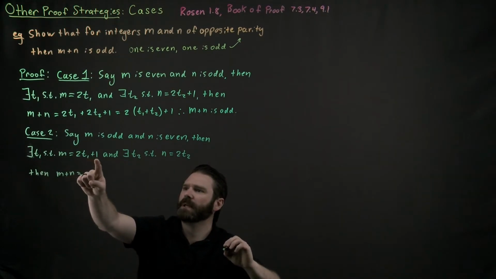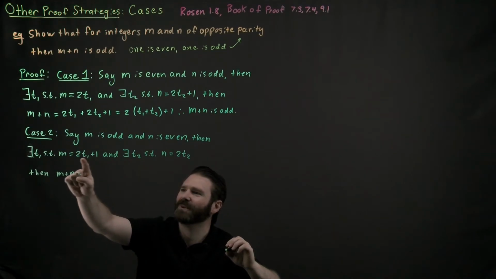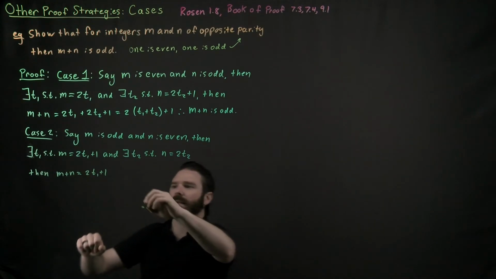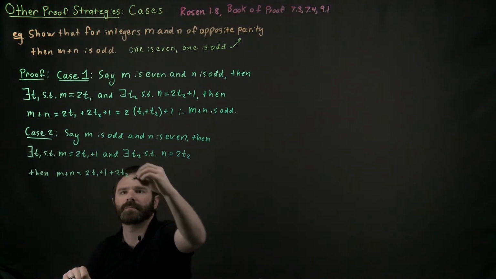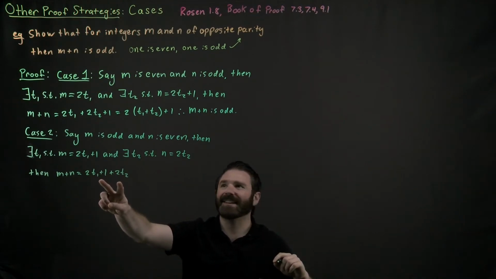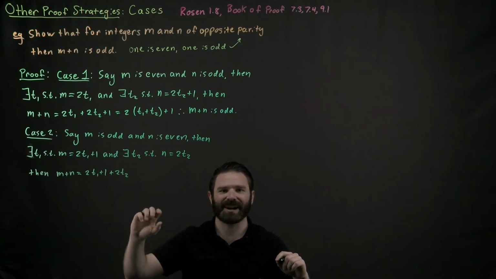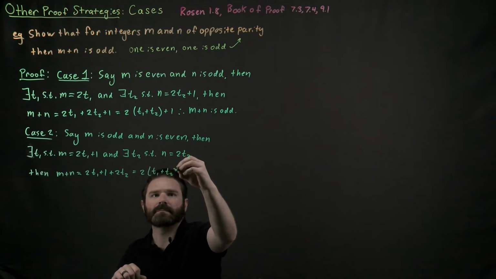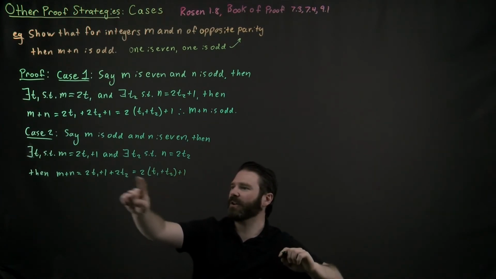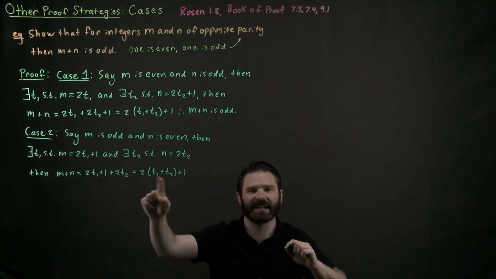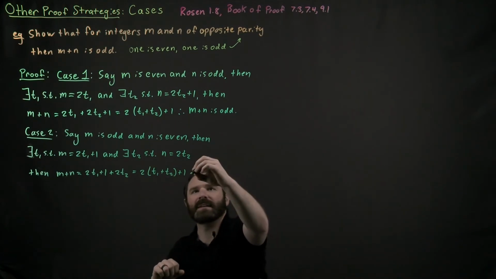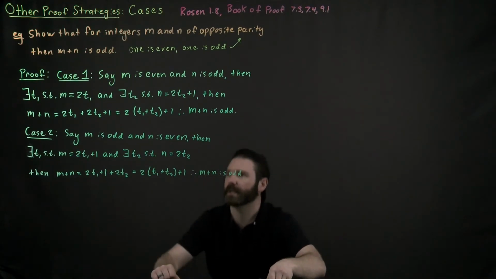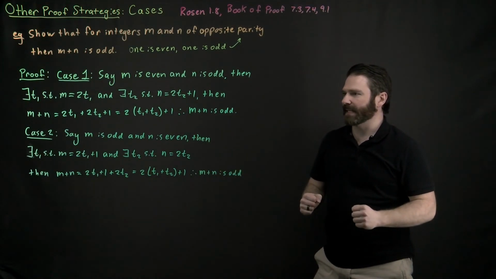Plugging in 2t1 plus 1 for m, and plugging in this for n, I see that I have an expression that looks suspiciously similar to that up there. I can rearrange it and factor out a 2. And there we go. m plus n is indeed odd. It's 2 times some integer plus 1. And I have finished my proof by cases.